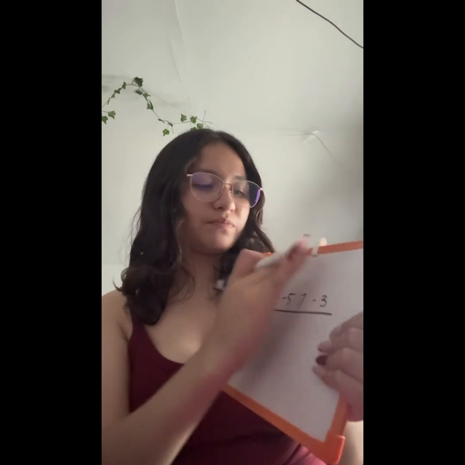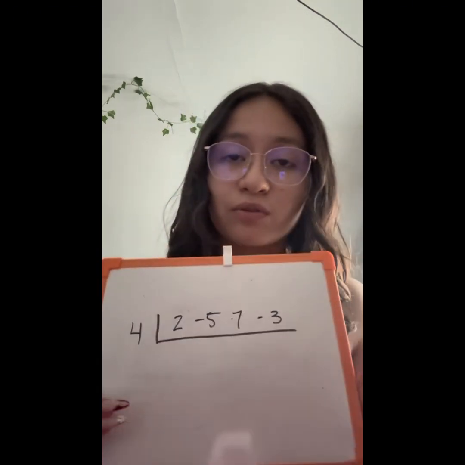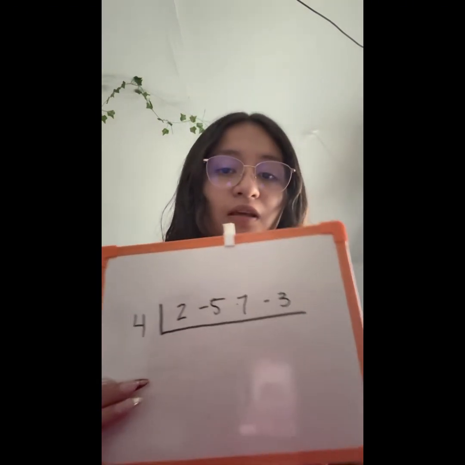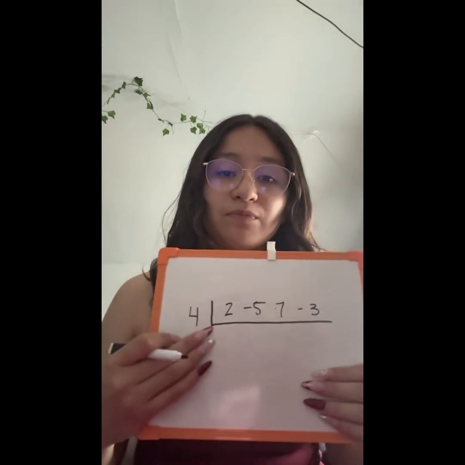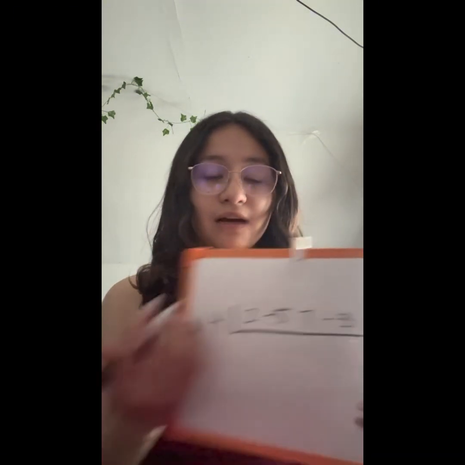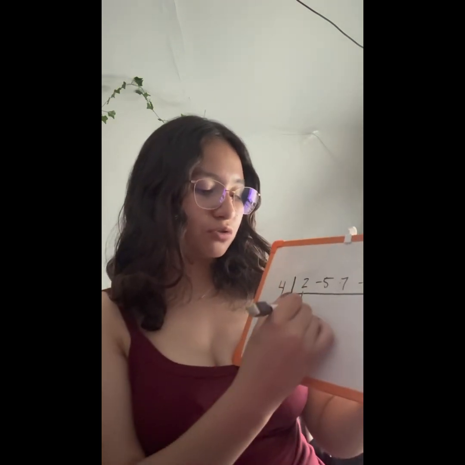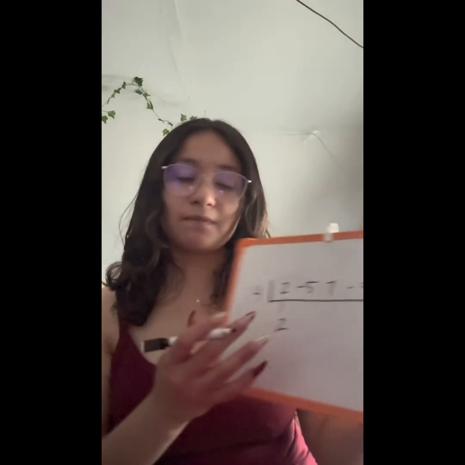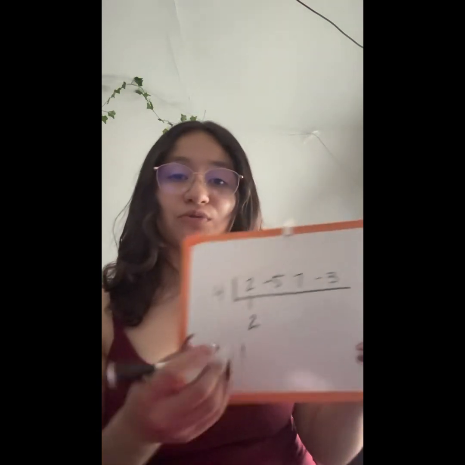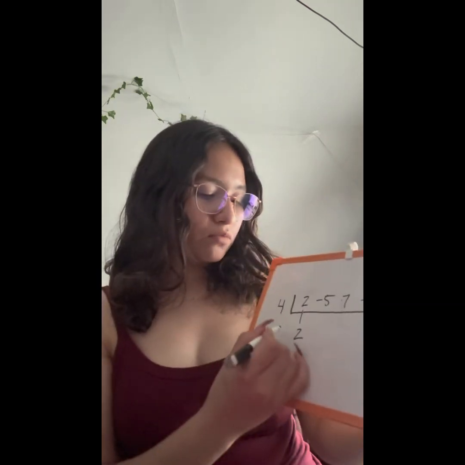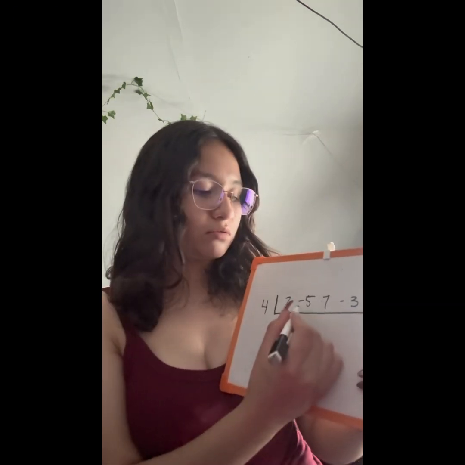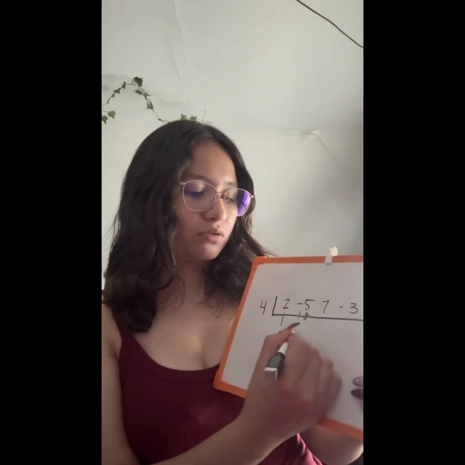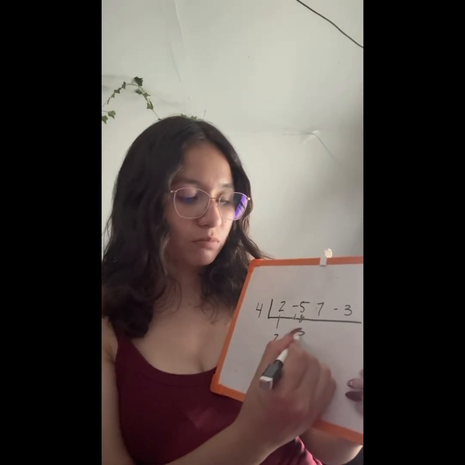So you should have this on your paper or written down. You begin by taking your first number and putting it down. This does not change; it goes straight down, 2 stays the same. You take your 4 and your 2 and multiply, which equals 8, and you add it to the next one. So -5 and 8 equals 3.